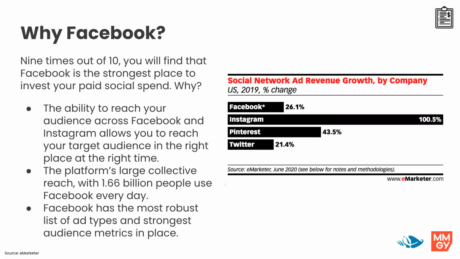So 9 times out of 10, you will find that Facebook is the strongest place to invest your paid social. So why? Again, that ability to reach your audience across Facebook and Instagram. You can really target your audience at the right place at the right time. You will see this when we go into campaign build, but we strongly recommend opening your ads on Facebook to extend to Instagram, or vice versa. Facebook's machine learning does a really great job of monitoring your audience, seeing where they're spending their time and serving those ads appropriately. So they're doing the work for you. So you really want to make sure you're opening your ads up to those possibilities.